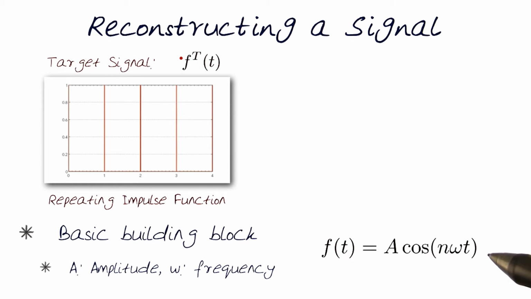To help us do this, let's create a building block. The simple building block we want to use here is this function, which is a cosine, where A is the amplitude and omega is the frequency. Just by varying the omega and the multiples of omega for a specific A, I want to be able to generate a function f, and see if I can use this to start recreating a signal like this.